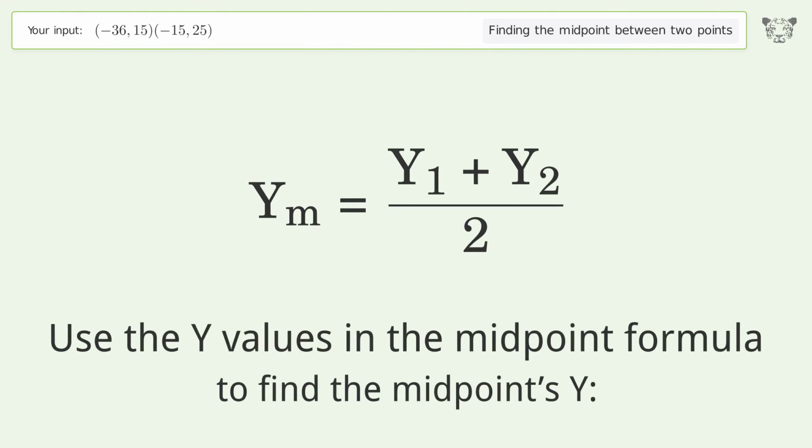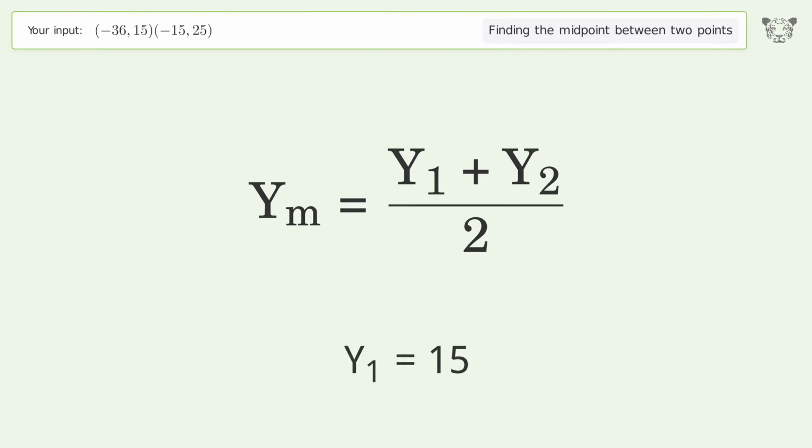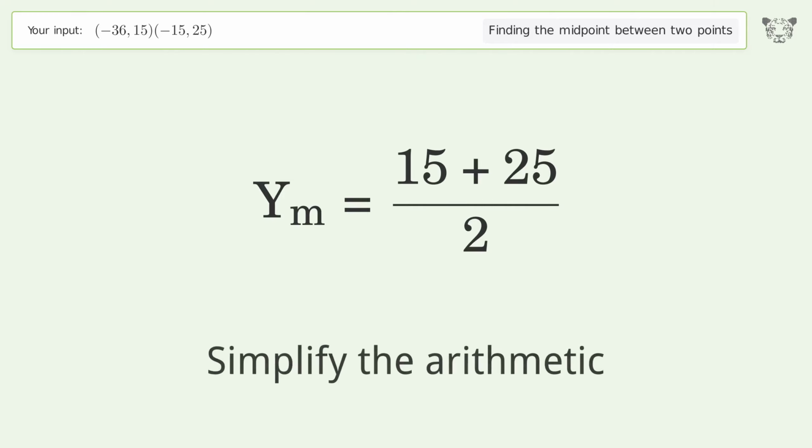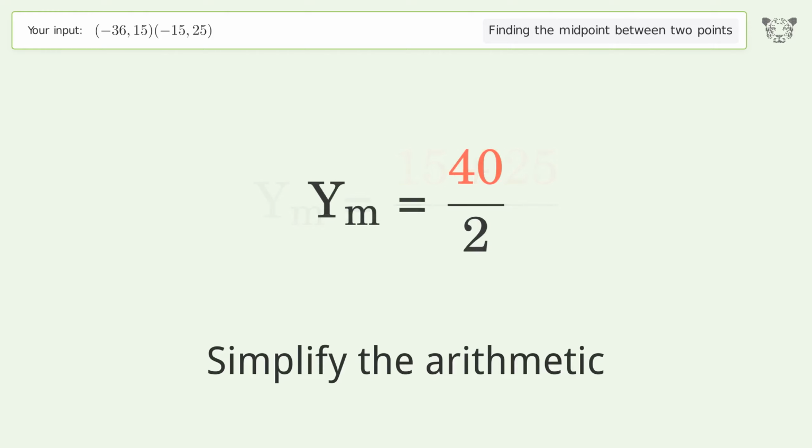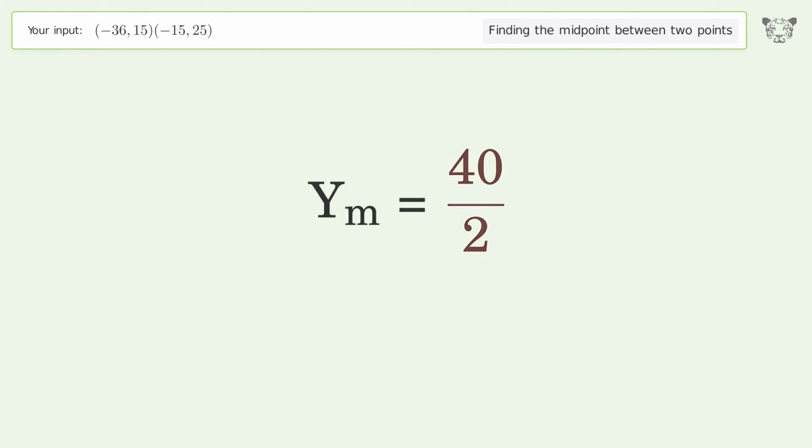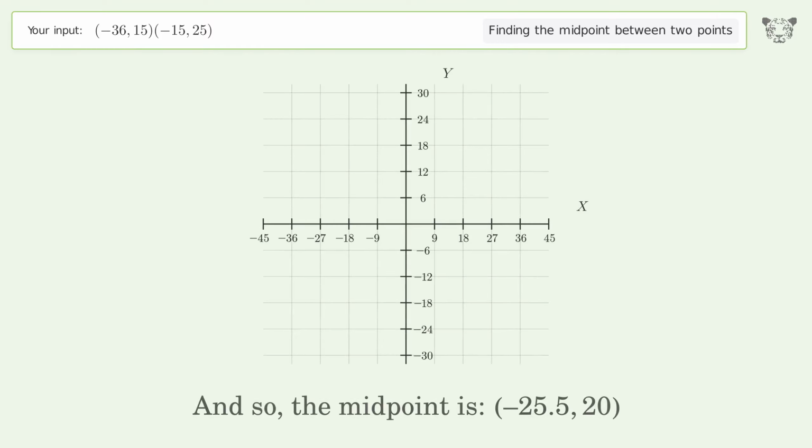Use the y values in the midpoint formula to find the midpoints y. y1 equals 15. y2 equals 25. Simplify the arithmetic. And so, the midpoint is negative 25.5, 20.